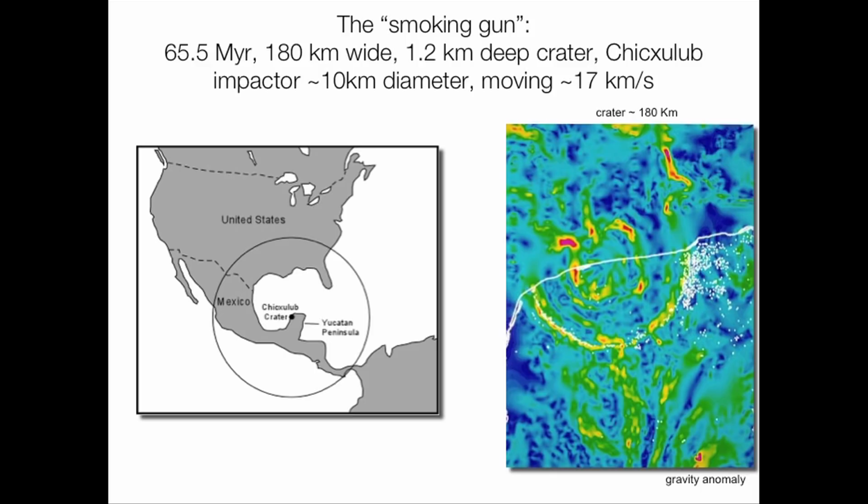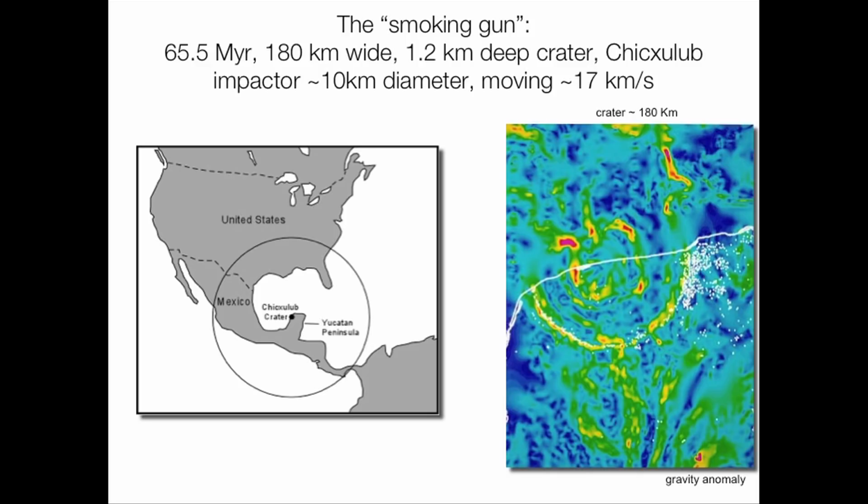This was a paper that was written in 1980, and it was hugely controversial in the field. It took a long time for it to become accepted. One of the ways in which it was accepted was by finding the crater, which is here on the Yucatan Peninsula. You can't see it at the surface, but you can actually see it in gravity anomalies.